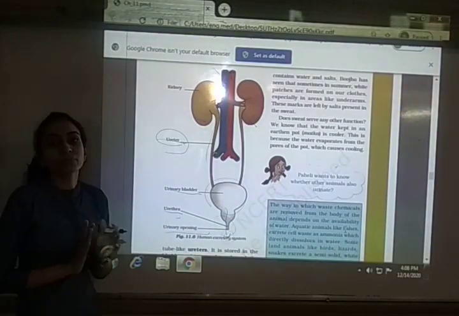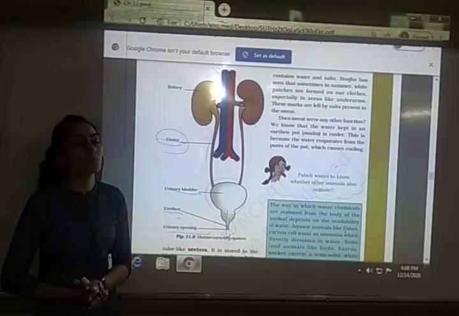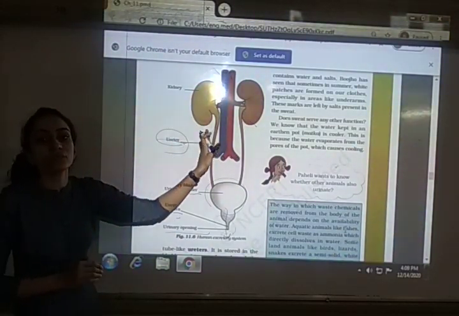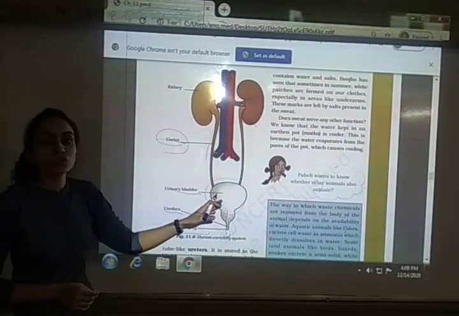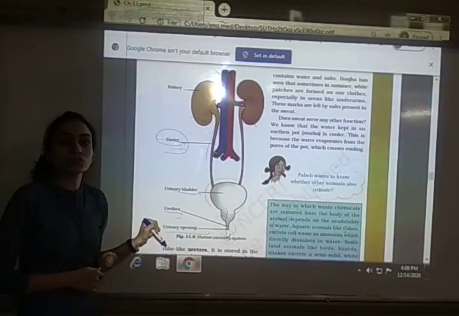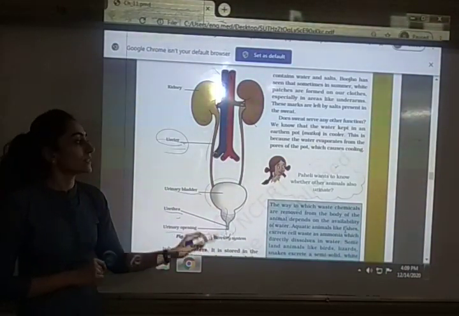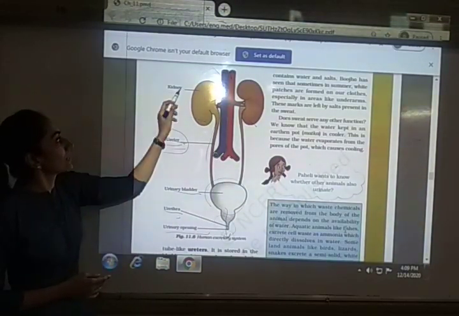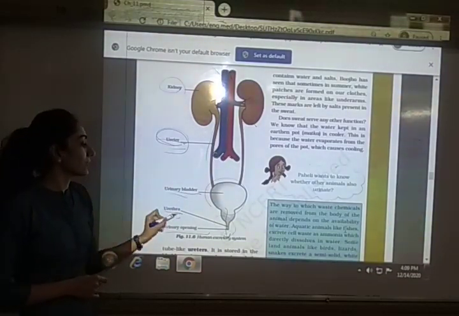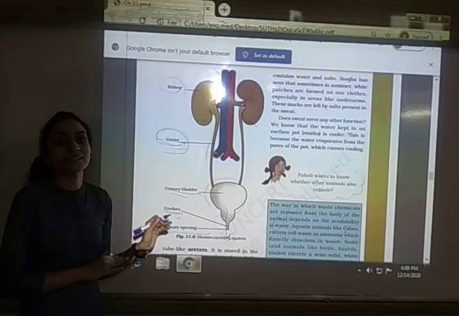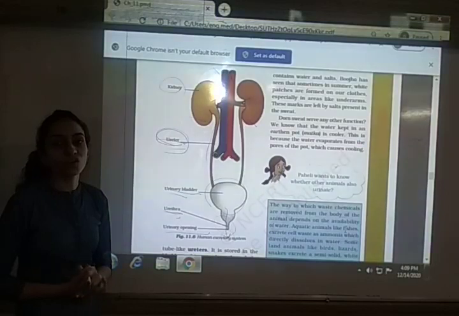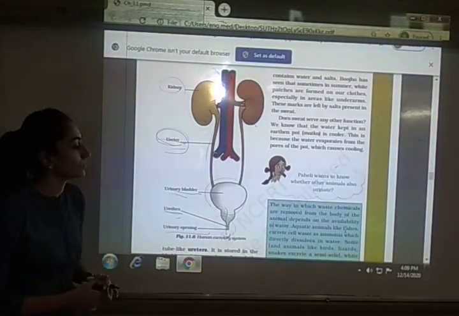So this is how the useless or harmful substance is removed from our body. The blood reaches the kidney, and from the kidney, the harmful substance dissolved in water goes into the urinary bladder through the ureter, and from the urinary bladder through the urethra and urinary opening, the useless substance is thrown out from the body. So in short, the kidneys, then two ureters, the urinary bladder and the urethra are the parts of the excretory system in the human. They perform important roles in the excretory system of the human.